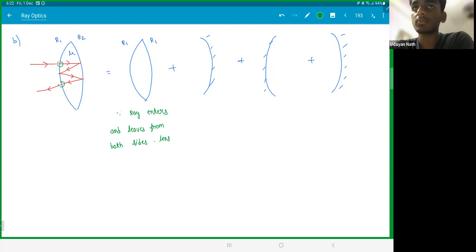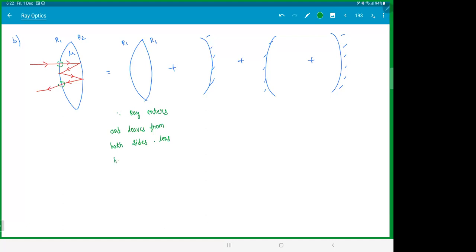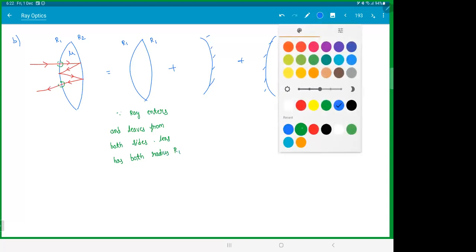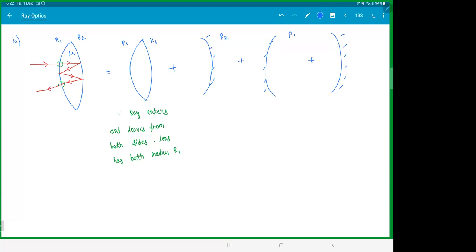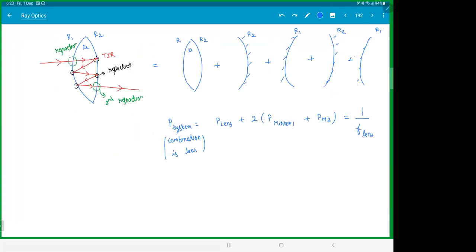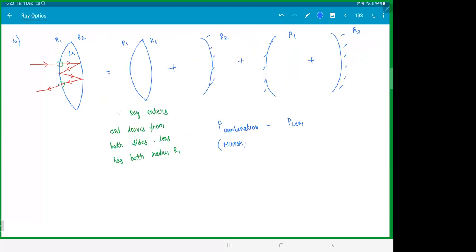Yeah. So the lens has both radii R1. It's not R1 and R2 like the previous one. So this is R2, this is R1, and this is R2. So the power of the combination, like what Udayan is saying, this whole thing behaves like a mirror. This whole combination is a mirror, which is the power of the lens. But remember, this lens and that lens are not the same. I hope you're getting that point. Got the logic? It is not the same lens. It's not an R1, R2 lens. That is a mistake. If you take an R1, R2 lens, you'll get a wrong answer.